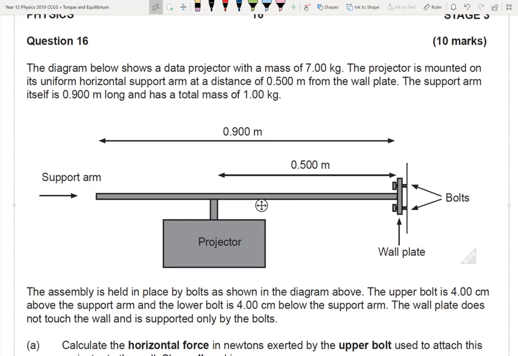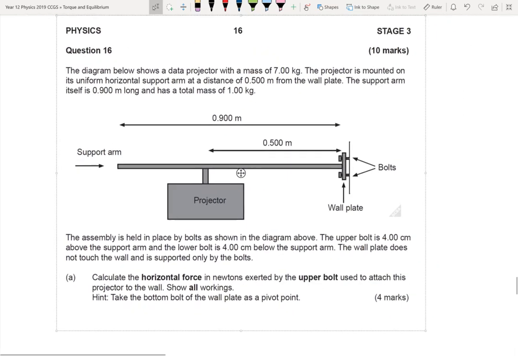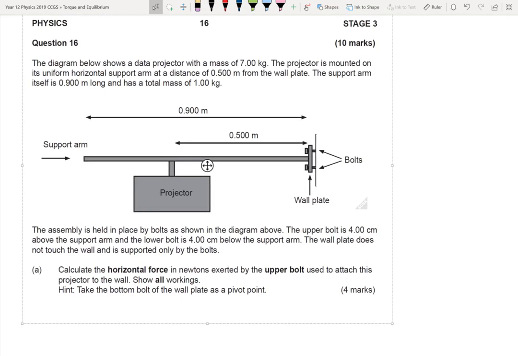Remember I said approximately 90% of all questions, RF sine theta will suffice. For this question, just have a look at it. You don't have to write out the whole thing. This will appear on the OneNote. If you want to sketch very quickly the diagram, then please do so. Now, you've got the mass, you've got the distances. It says to treat the bottom of the bolt as the pivot.